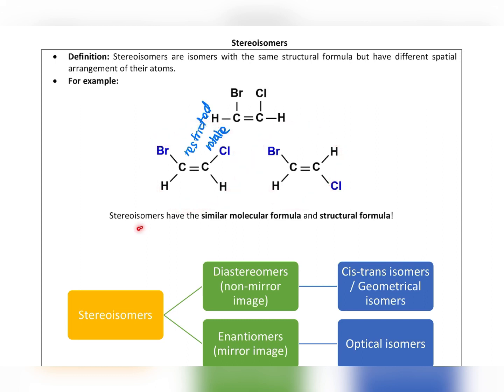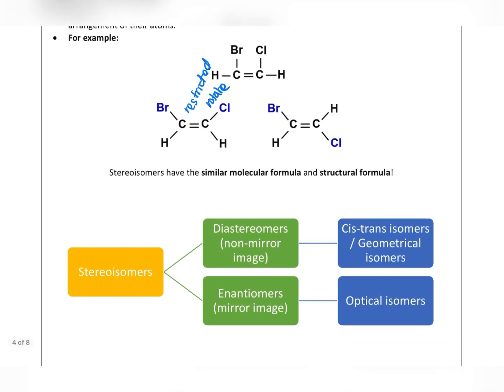Alright. So, stereoisomers have similar molecular formula and structural formula. Molecular formula means number of carbon, number of hydrogen and number of Br dengan chlorine dia sama. Dua-dua ni bilangan dia sama. Tapi, dia punya structural formula pun sama. Arrangement of the atoms in space yang berbeza. Okay, spatial arrangement. Arrangement in 3D lah.